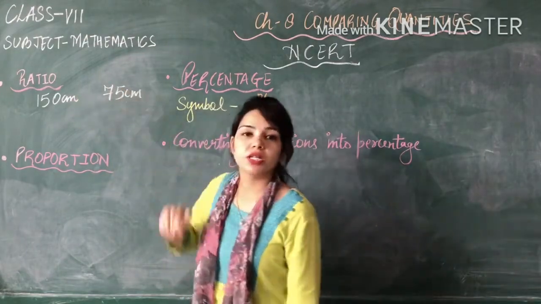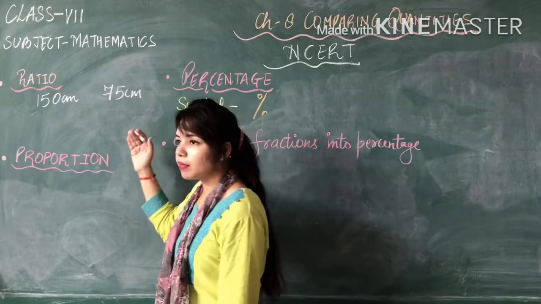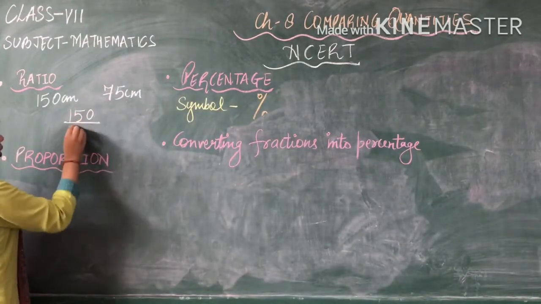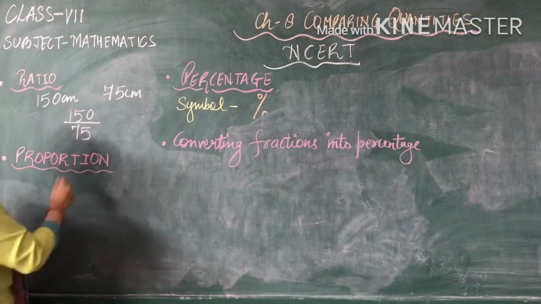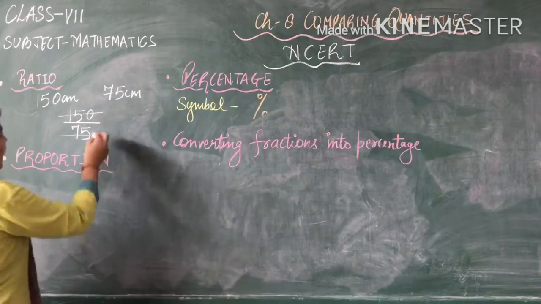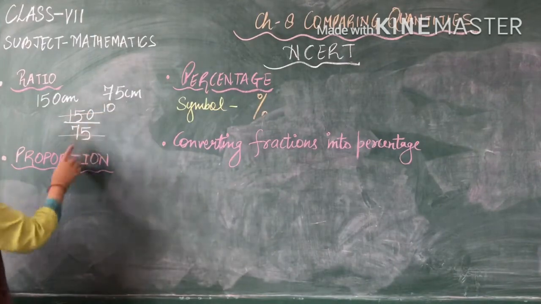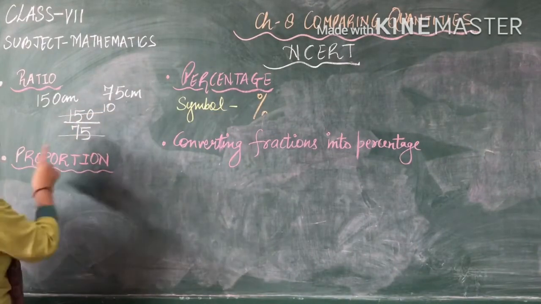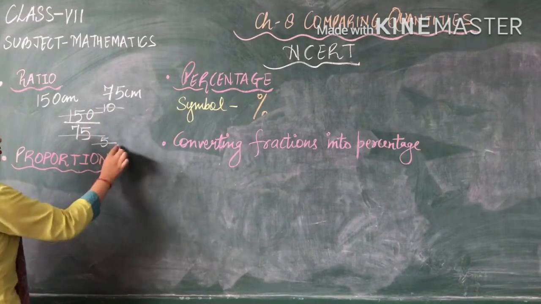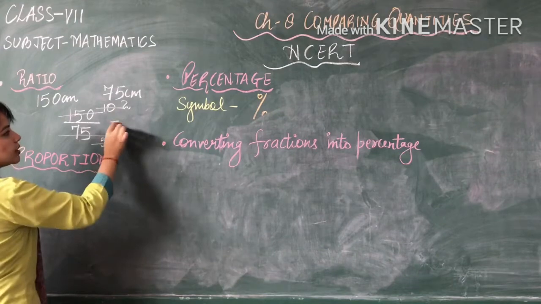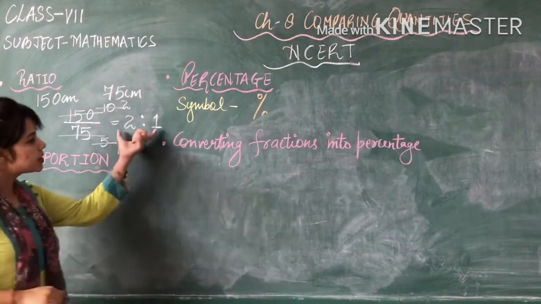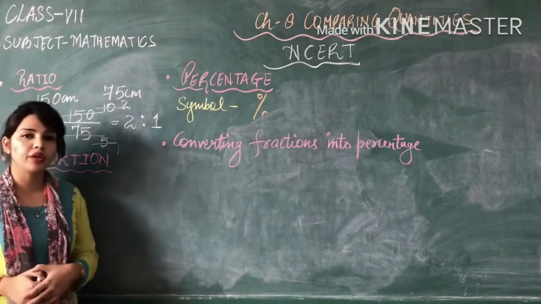In this, we will first divide these two. We will write these numbers in fractional form and then we'll reduce it to the lowest. 150 upon 75. Now, when you reduce it by 15, 15 ones are 15, 0. 15 fives are 75. You can reduce it further. 5 ones are 5 and 5 twos are 10. 2:1. This is how we write two quantities in ratio.